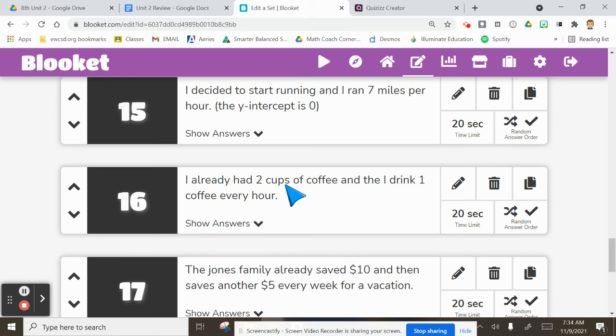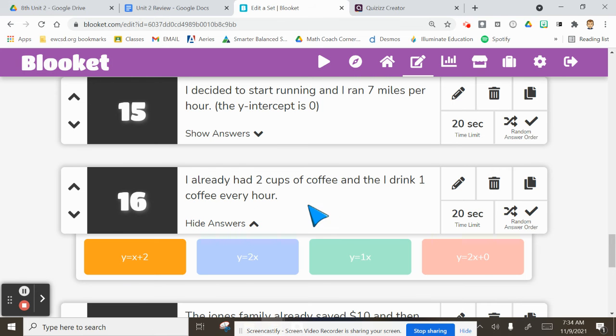So I already had 2 cups of coffee, and then I drink 1 coffee every hour. I already had 2 cups of coffee. You see what I'm pointing at? That's the y-intercept, okay? Then I drink 1 cup of coffee every hour. That is the slope. The slope is the change that's happening.